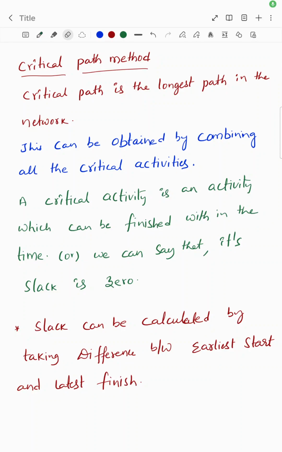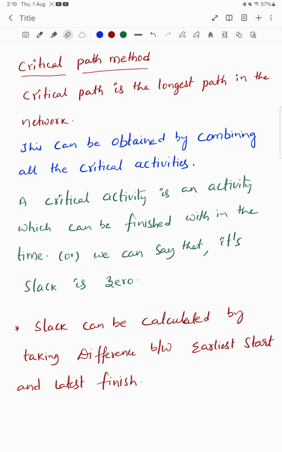Good afternoon. In this video I will explain the concept of the critical path method. Two important mathematical models were developed in the field of project management to achieve the objectives of project management. The two mathematical models are the critical path method and the project evaluation review technique.